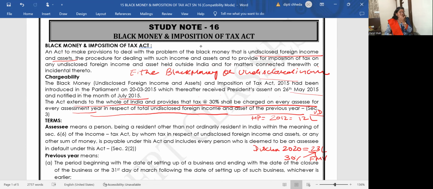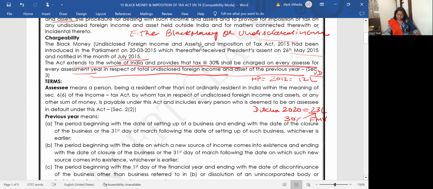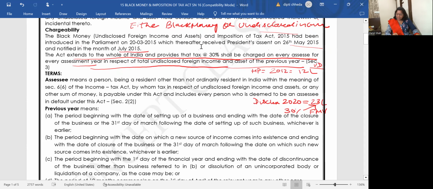There were sections also for definitions. I hope you remember all the definitions are given in section 2, subsection 21, 31, whatever it is. So no need for all that. Some definitions are exactly the way they have been given in the Income Tax Act.